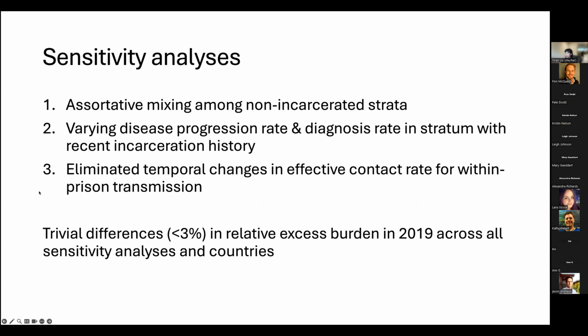And then finally, as I mentioned, we had assumed that the effective contact rate within prison had increased in some of these countries over time in order to fit to data that showed increasing notification rates in prison. We tried a sensitivity analysis where we eliminated those changes. I'll note that for El Salvador, we were not able to get any good fits to the data under this assumption, but for the other countries, we did. Nonetheless, for each of these sensitivity analyses, we saw trivial differences, less than 3% differences in the relative excess burden in 2019 attributable to incarceration across all countries.